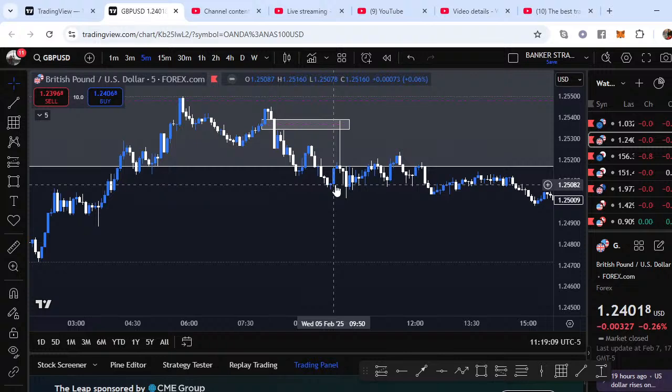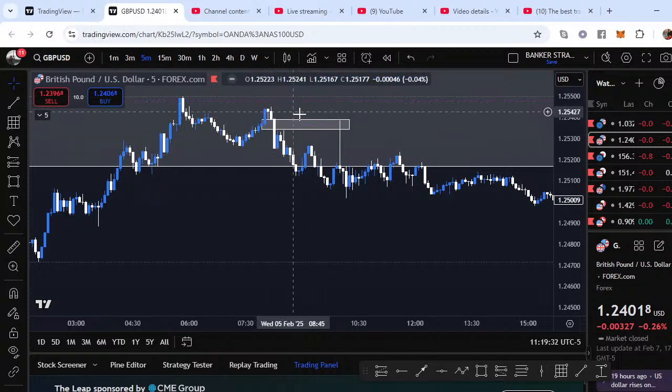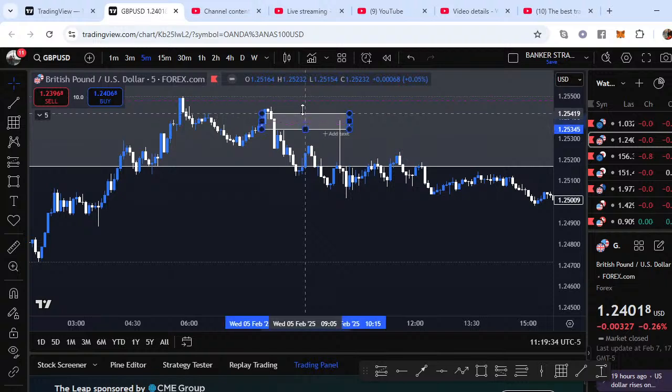Now, this would have been my entry. This would have been my entry right here. I would have sniped it and waited. Or consecutive 3 candles going up equals order block.